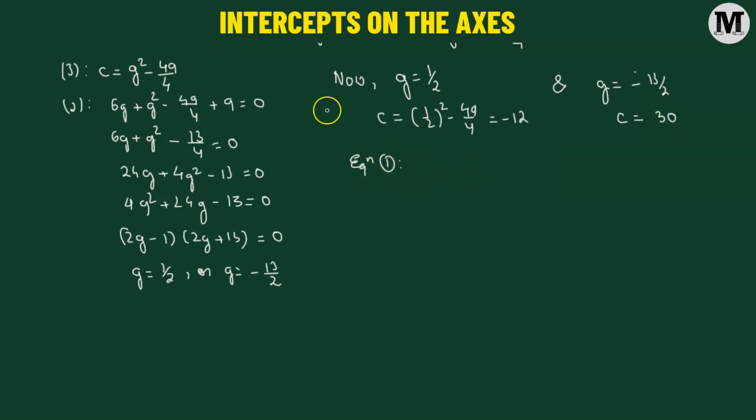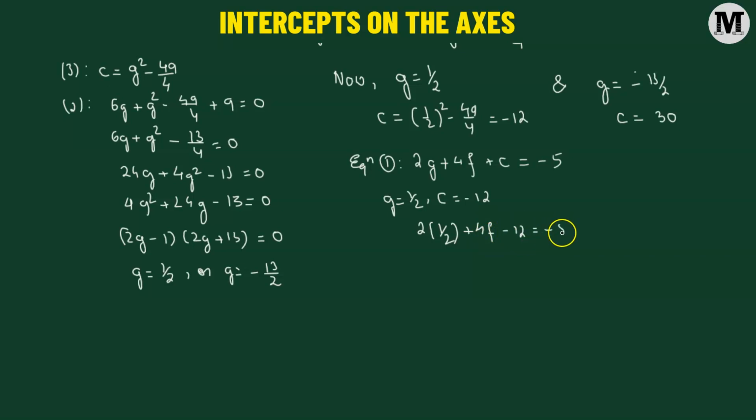So we already have equation number 1, so let's note it down. Here we will use g equals half and c equals negative 12, and we'll substitute this to get the value of f. So we have 2 times half plus 4f minus 12 equals negative 5. That gives us 4f minus 11 equals negative 5, so 4f will be equal to 11 minus 5, that's 6. So f will be equal to 3 over 2.